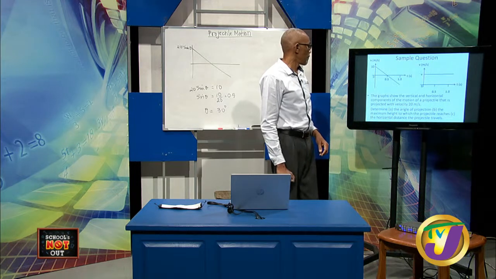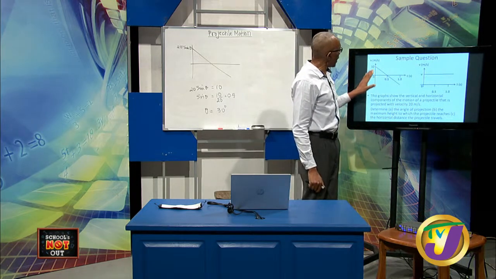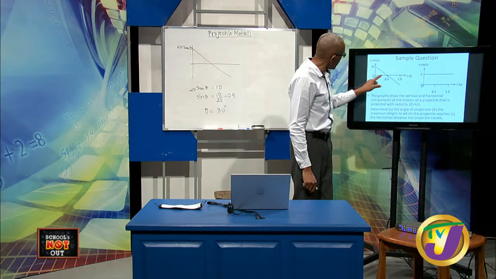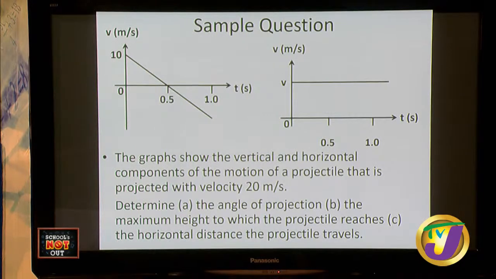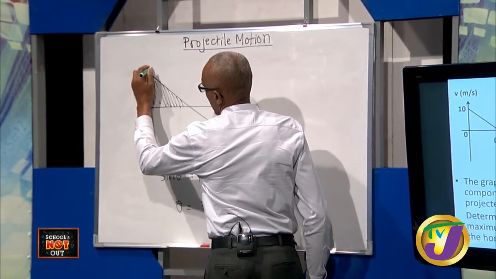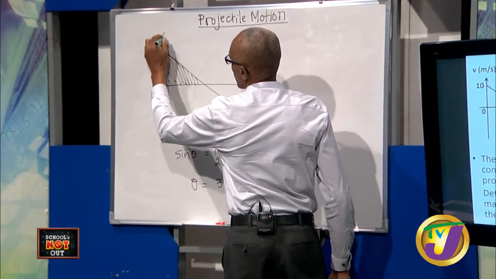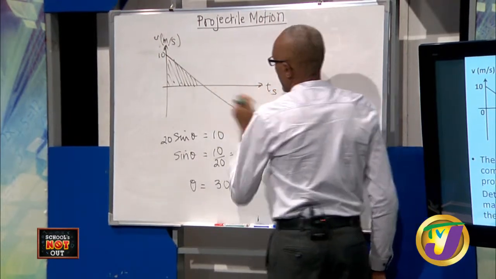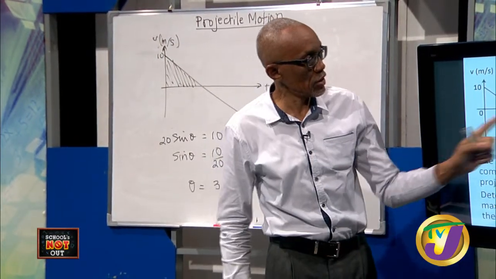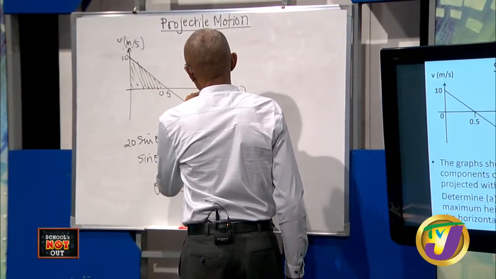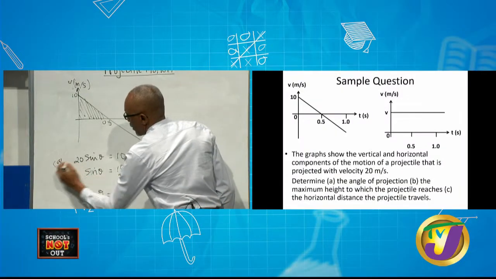That's part A. Now, the maximum height to which the projectile reaches, you remember that is this area here. This area under here would give you a value numerically equal to the maximum height to which this projectile rises. And remember this is 10 meters per second, and this is t in seconds, and this here is 0.5 seconds, and then here is 1.0. So this is part A.